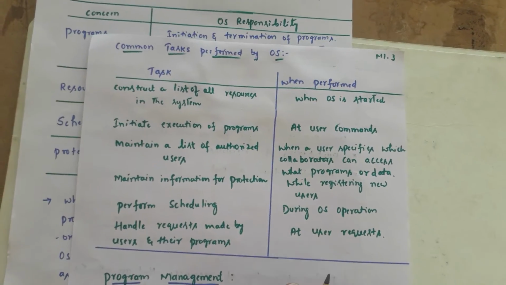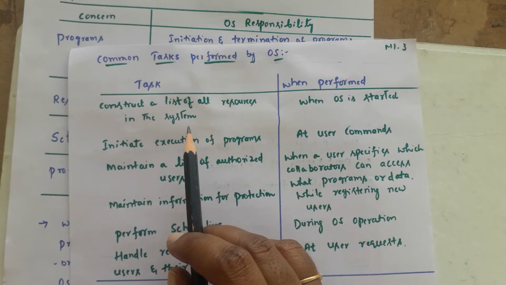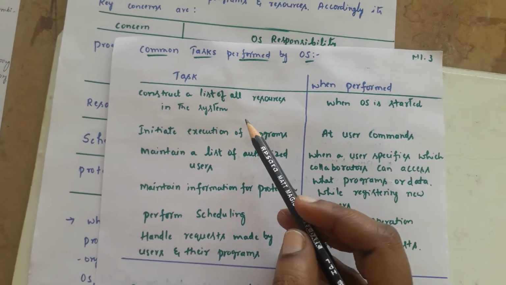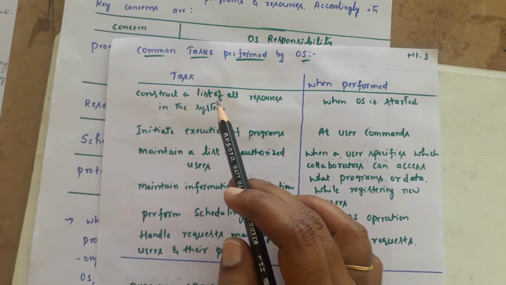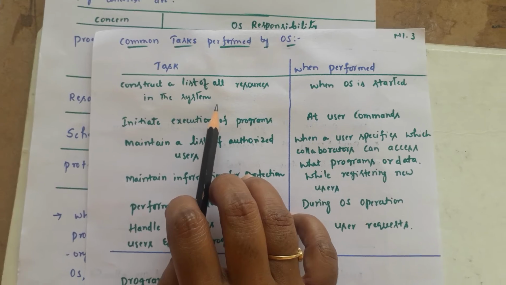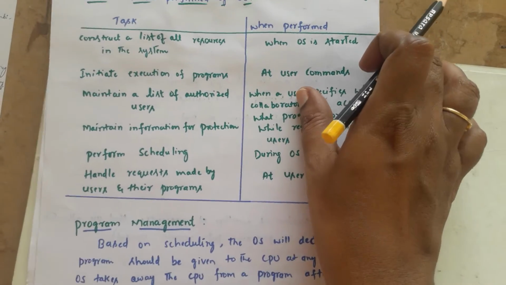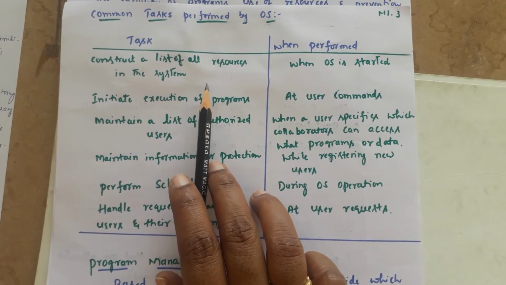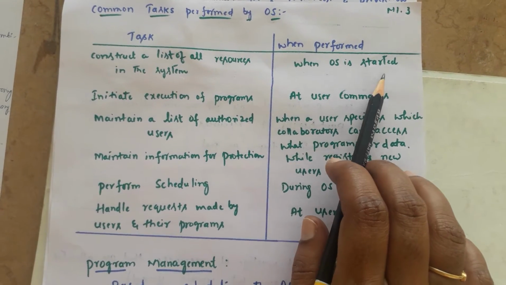Then comes what are the common tasks which are performed by the OS. The common tasks are generally, we know all the things. We have to construct a list of all the resources available in the system, right? The first thing it has to do is generate a list of all the resources which are available in the system. It will be performed when the OS is started.